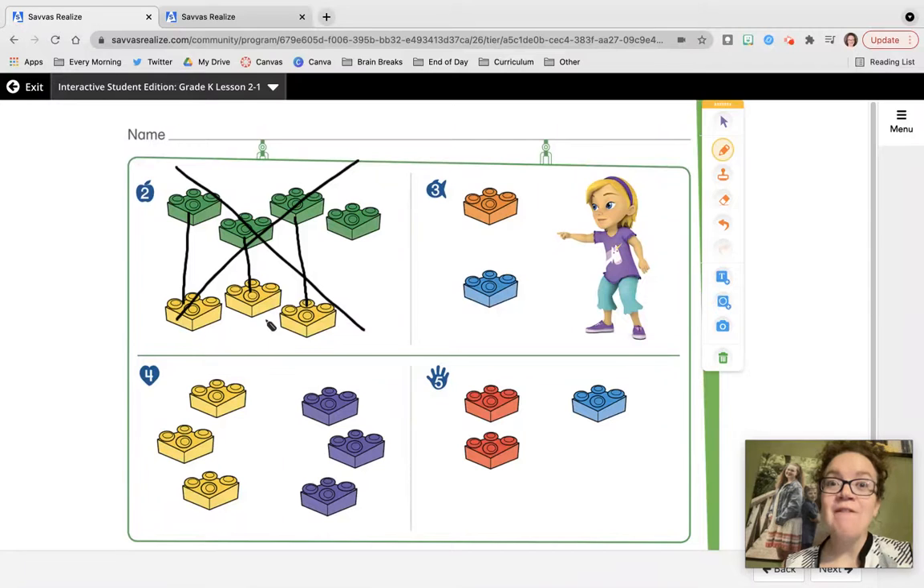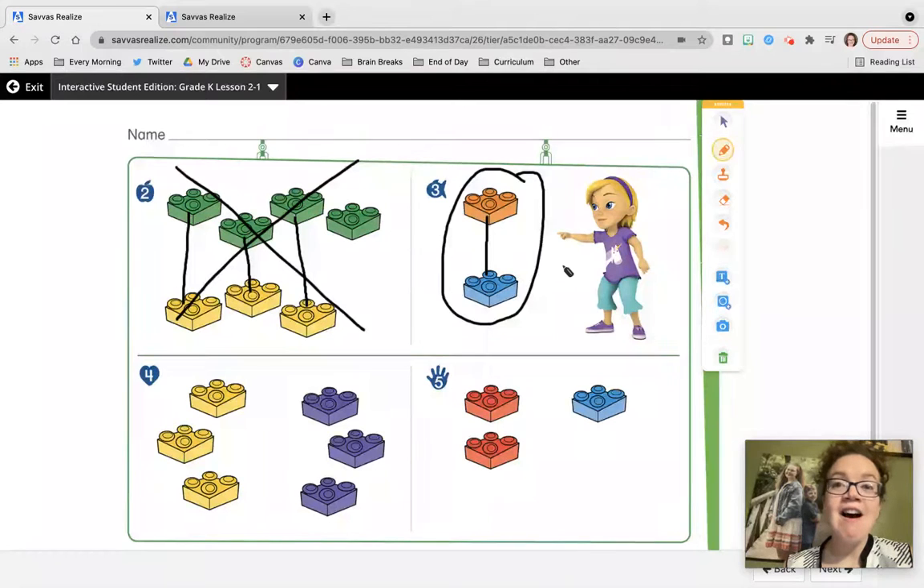Put your finger on fish number 3. Look here, we have one orange and one blue. Are they equal? Yes, they are equal. There is one orange and one blue. So circle. Nice work.